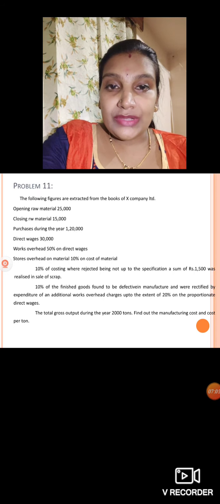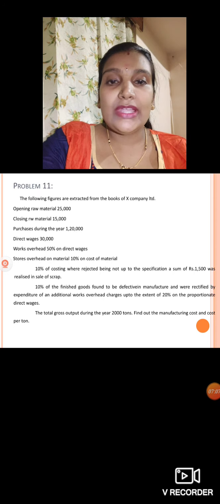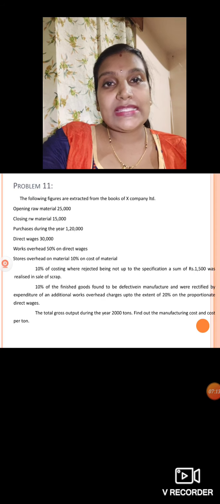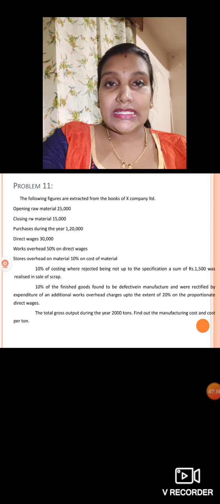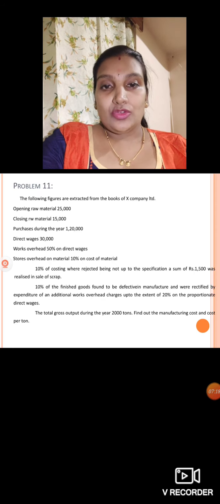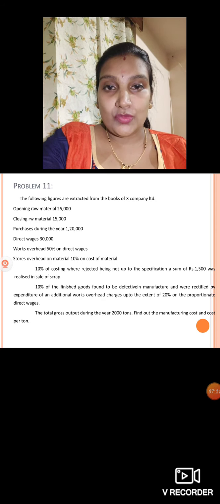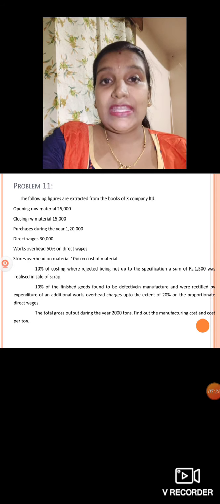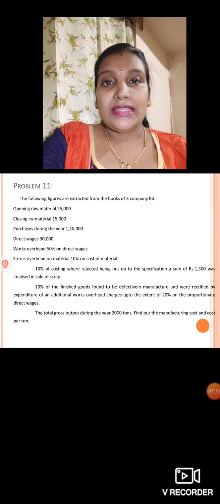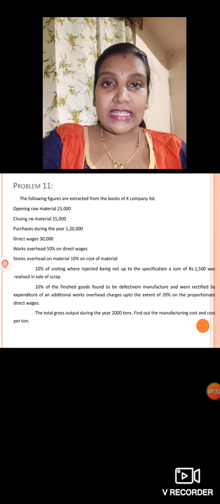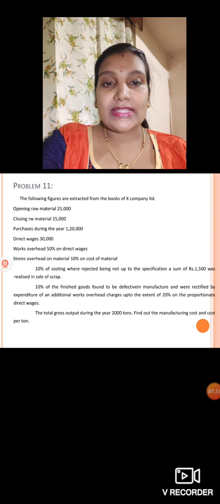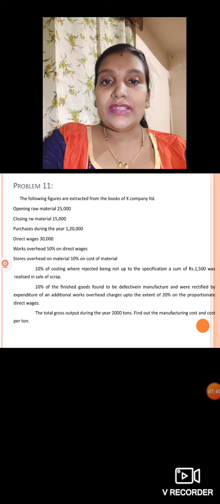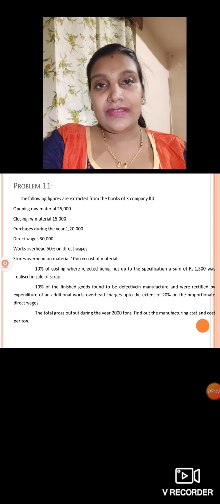So total gross output during the year is 2,000 tons. Again, 2,000 tons you are having. So on 2,000, 10% first you should deduct as scrap. So 200, and you will get 1,800. On 1,800, again 10% defective means 180. So direct wages you have to calculate proportionately. For 2,000 we have direct wages of 30,000, and for 180 units you should calculate how much you will get. Then on that proportionate direct wage you should calculate additional works overhead, that is 20%. Exactly similar to the previous sum you have, solve it. If you have any doubt, get it clarified, then sort it out.